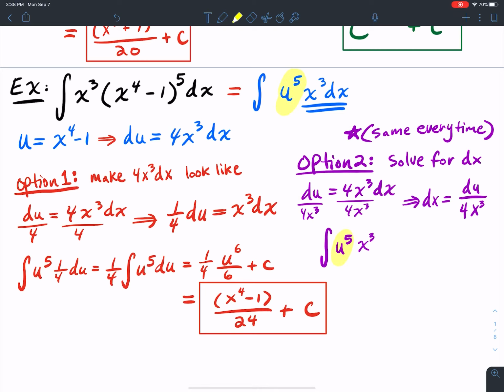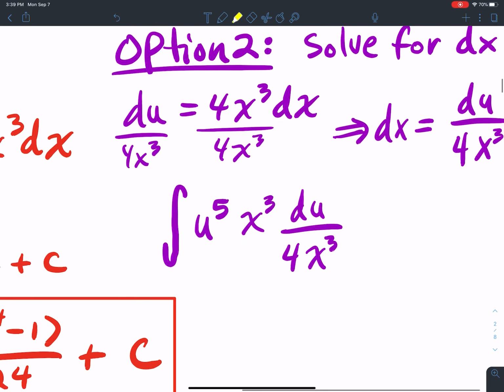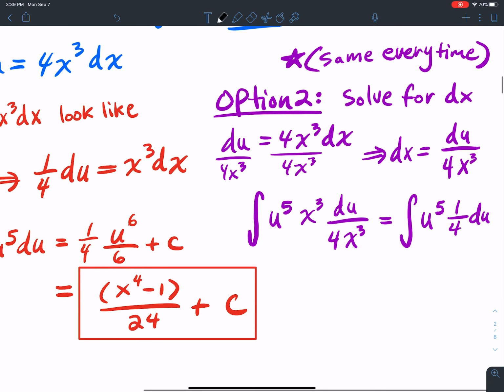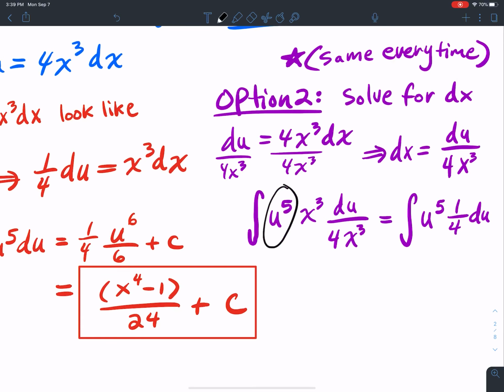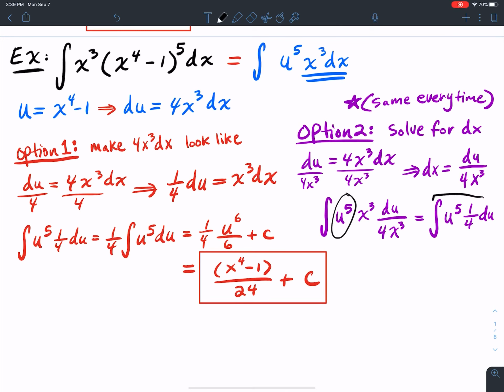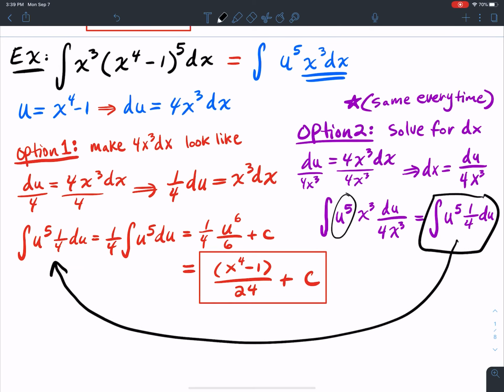And so I have u to the fifth, x cubed, multiplied by dx. Well, what does dx equal? Dx is equal to du divided by 4x cubed. And what do I notice at this point? The x cubed and the x cubed cancel each other. And so what do I get? I get this right here, u to the fifth, and then I have 1/4 du. And guess what? This is exactly the same as what I had right here. And so I work through the math and I get to the exact same answer right there, okay?